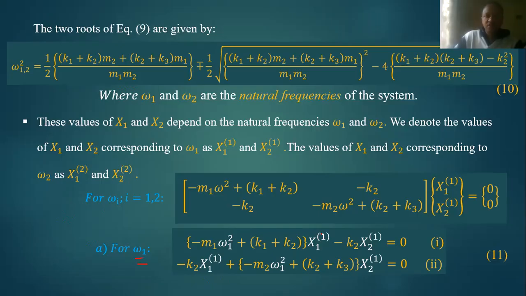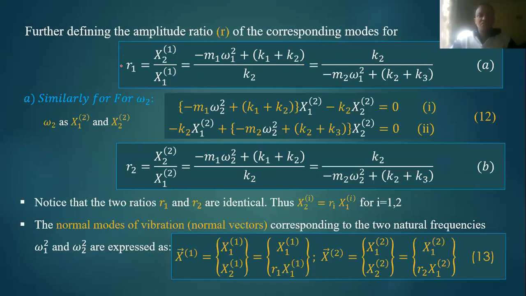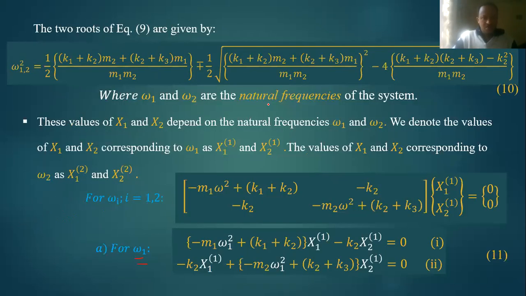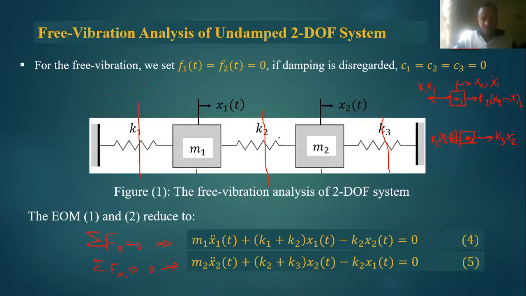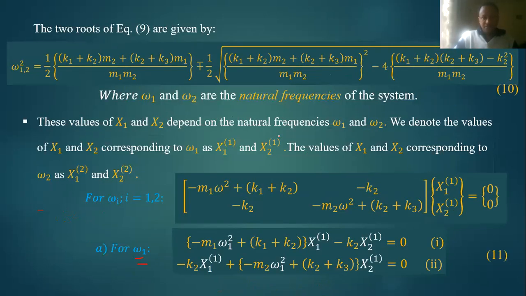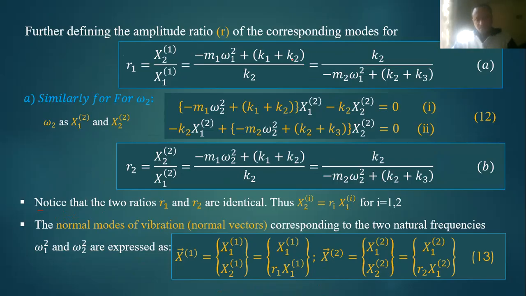Okay, in the first natural frequency, what is the amplitude ratio? So the amplitude ratio in the first natural mode is like this. For the given system, what we have is this equation: minus m1 omega 1 square plus k1 plus k2 over k2. Or someone can use the second equation, meaning we have two equations. Both of them give the same answer. So this is for the second equation.